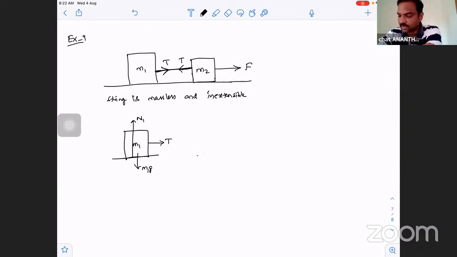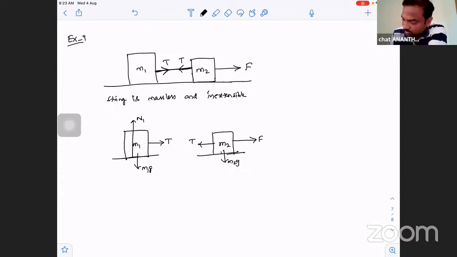Similarly, if I draw the free body diagram on M2, F is the force acting forward. You have to write down all the forces which are acting on the object. Then tension will act backward. M2G is the weight, and N2 is the normal force. Clear?